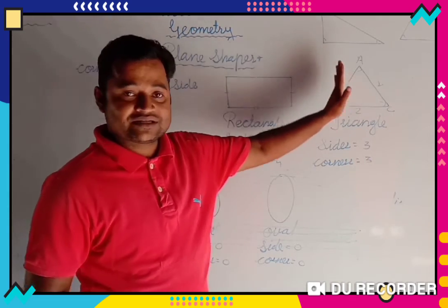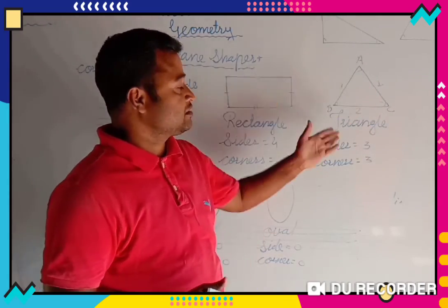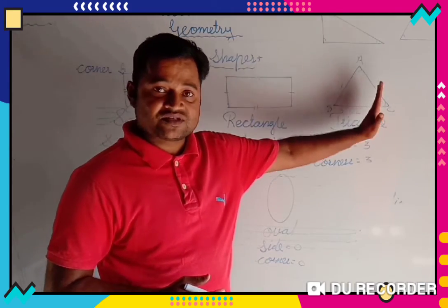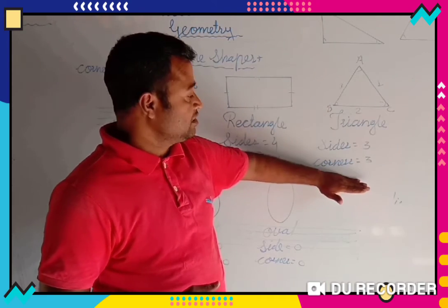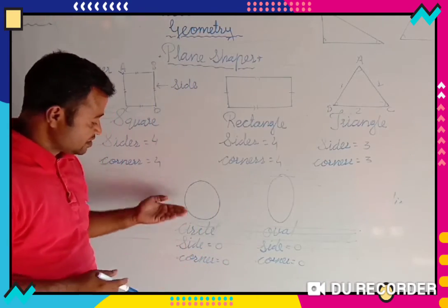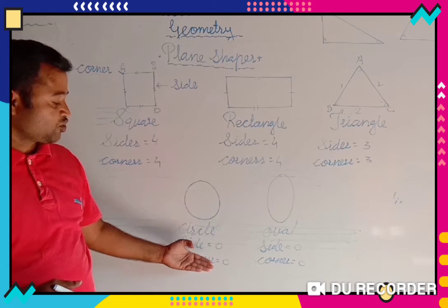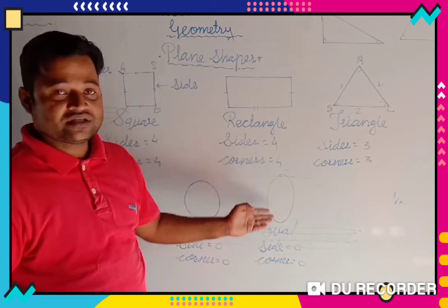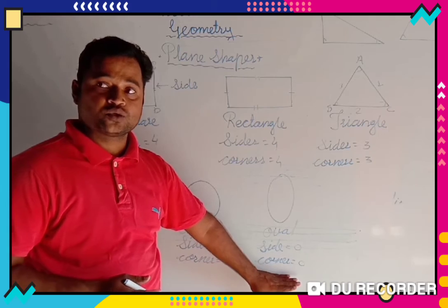Then we talked about a triangle, a geometrical figure with three sides, or you can say with three angles. There are different types of triangles which we are going to study further. It has three sides and three corners. Then this is a circle which has no side and no corner. So I have written number of sides 0 and number of corners also 0. And the same with the oval. It also has no side and no corners.